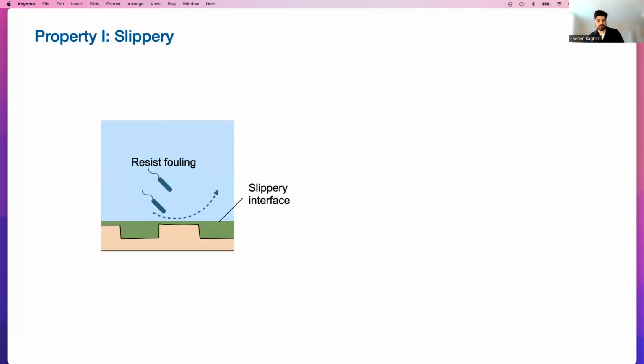So let's start with the first question. How do these surfaces work? So they have several properties. The first property is that these surfaces are slippery. And this is really a static property. It has nothing to do with the flow. So you have a liquid-liquid interface, and this is a slippery interface, and things don't get stuck, basically. For example, bacteria will not adhere to these surfaces because it's a liquid-liquid interface, basically.